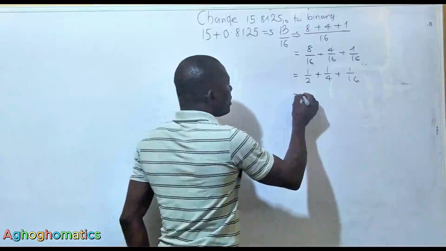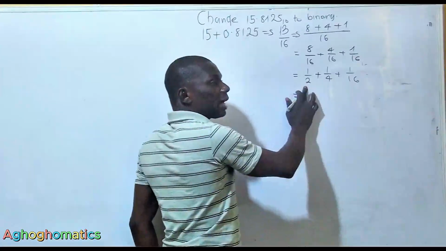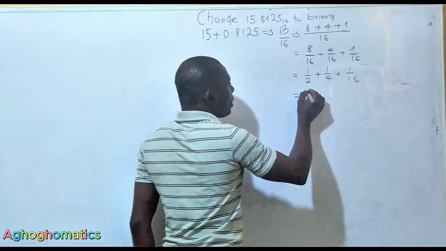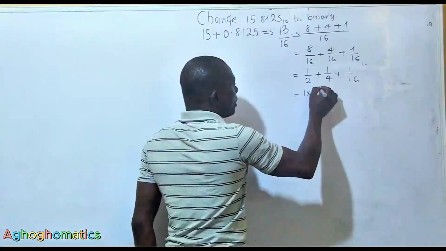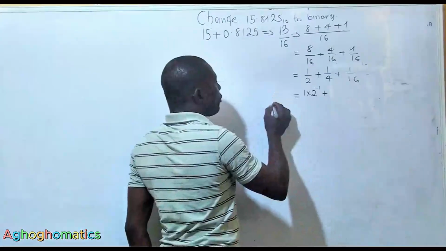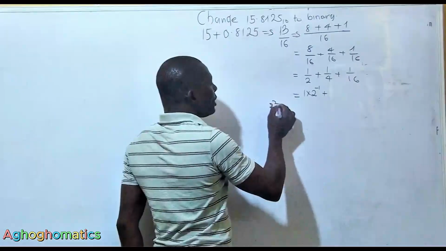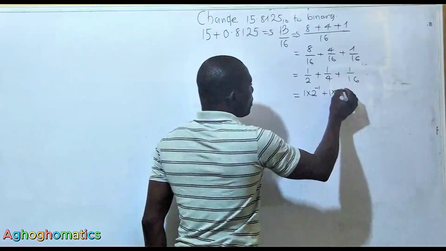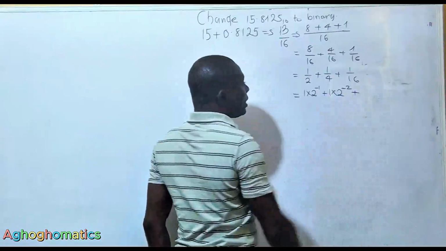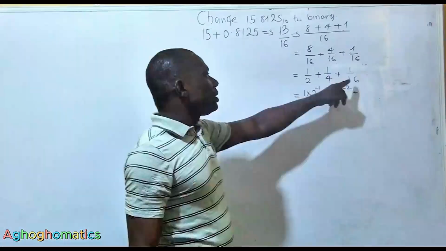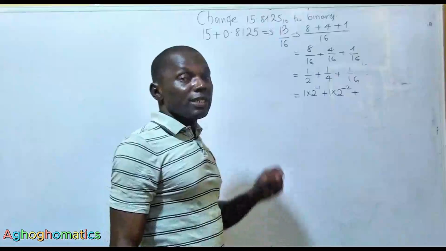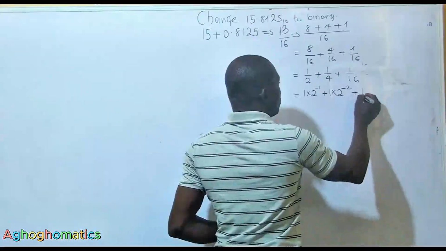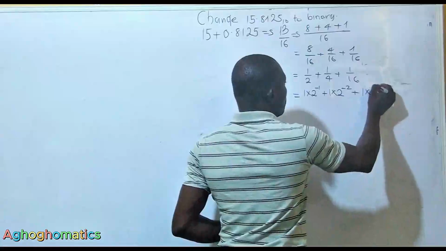So this can also be expressed with negative indices. Here, 1/2 is 1 times 2 raised to minus 1. Now, for instance, 2 squared is 4, so 1/4 can also be written as 1 times 2 raised to minus 2. Then 1/16: 16 can also be expressed as 2 raised to 4, so putting it in negative indices becomes 1 times 2 raised to minus 4.